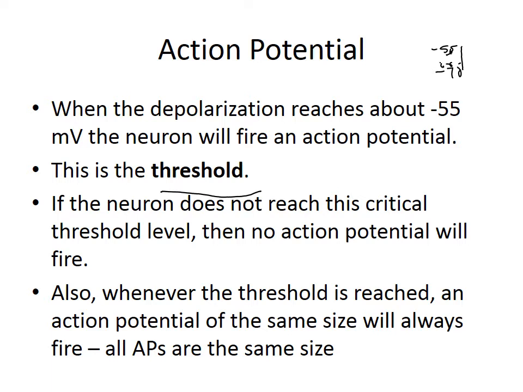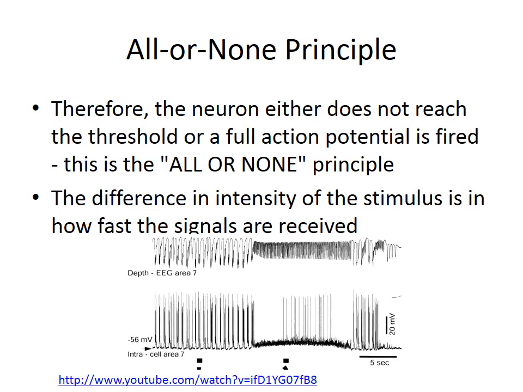If the neuron does not reach this critical threshold level, then no action potential will fire and no information will be sent down to the next neuron. Also, whenever the threshold is reached, an action potential of the same size will always fire. All action potentials are the same size. So that is awfully cool. This leads us to the all or none principle. So the neuron either does not reach the threshold or it does. And if it does, then a full action potential is fired or it isn't. And this is called the all or none principle.